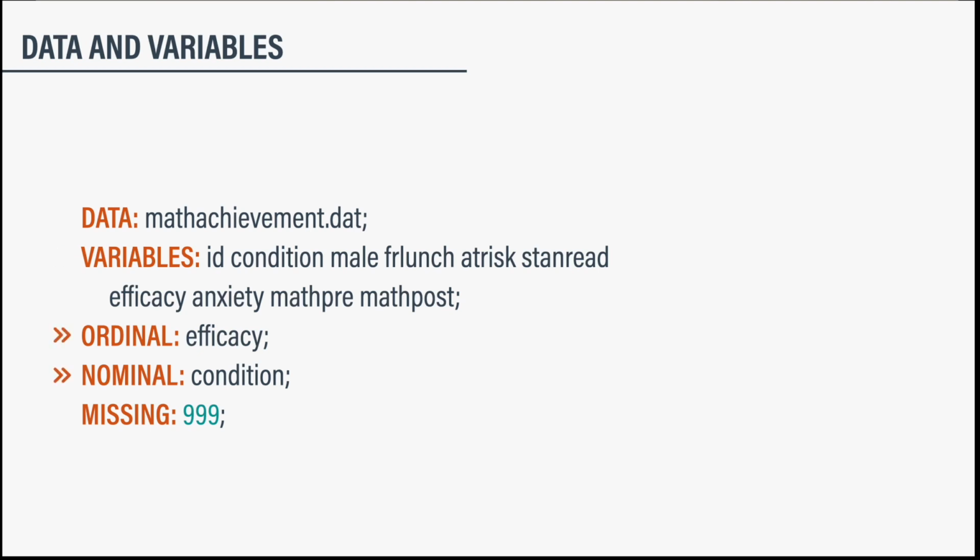The ordinal and nominal commands define categorical variables in the model. Binary variables like experimental condition can be defined as ordinal or nominal as the underlying statistical model is identical. Although not shown here, there's also a count command that invokes a negative binomial distribution. Finally, the missing command defines the numeric missing value code in the data. Blimp requires every variable to have the same missing value code.